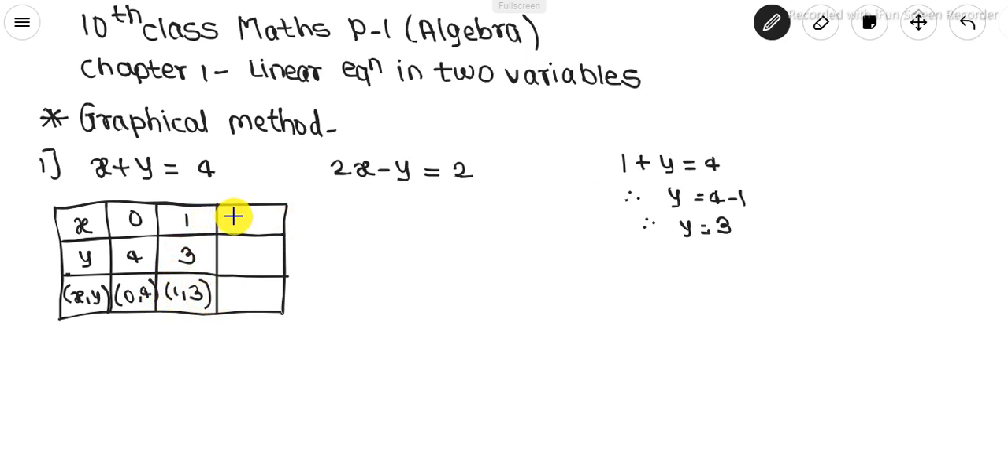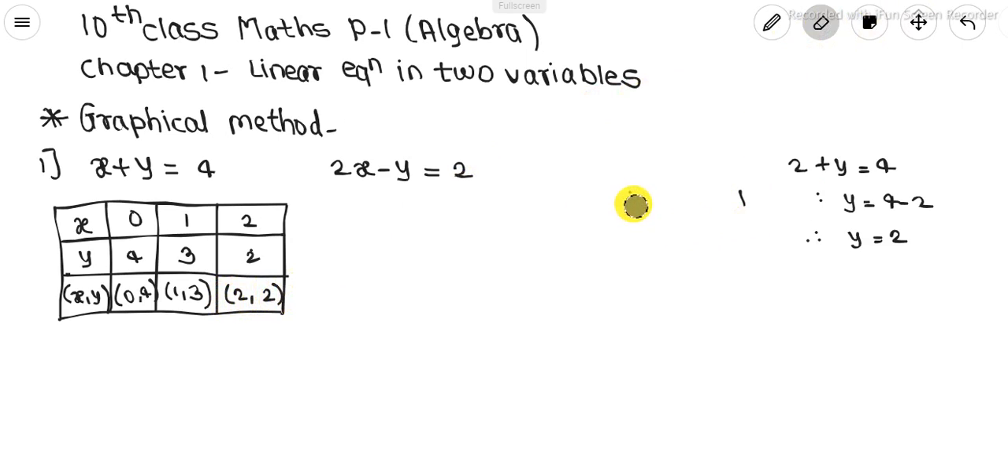Now if we put the value of x is equals to 2, then the equation becomes 2 plus y is equals to 4. Therefore y is equals to 4 minus 2. Therefore y is equals to 2. Now the third coordinate is 2, 2. This is the rough calculation. This is the first column for finding out the solution of the given linear equations.